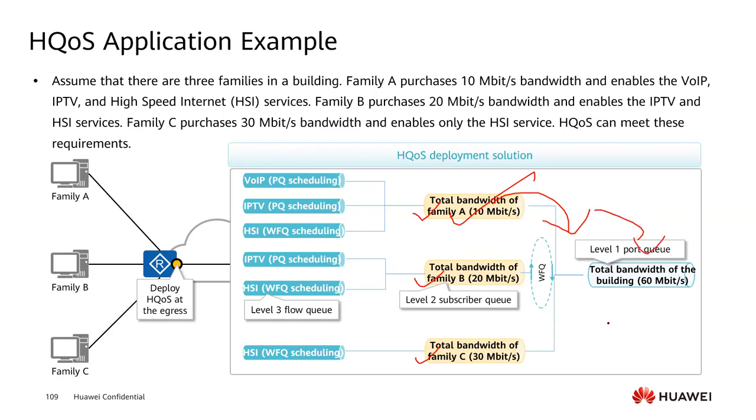And in the building, maybe you have different floors, or different blocks. Between different buildings, blocks, and floors, you can use a level one port queue to go out. Different floors of different blocks maybe use different sub interfaces. So this is HQoS.